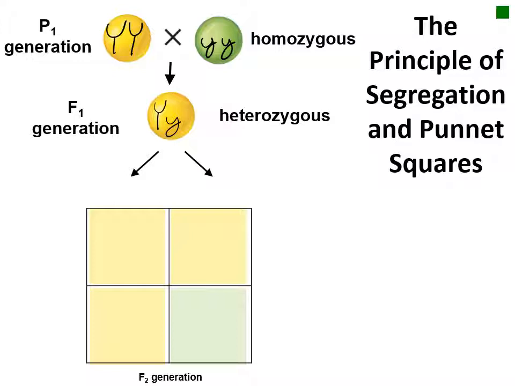When the F1 progeny form gametes, the principle of segregation says that the uppercase Y and the lowercase y alleles will separate during meiosis, so that half of the gametes will contain only the yellow allele, and the other half will contain only the green allele.